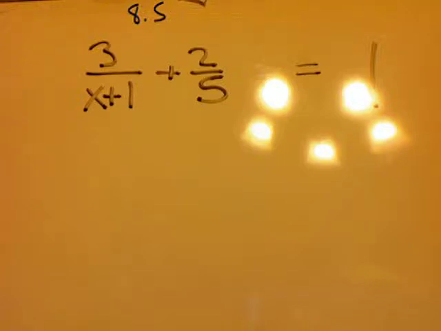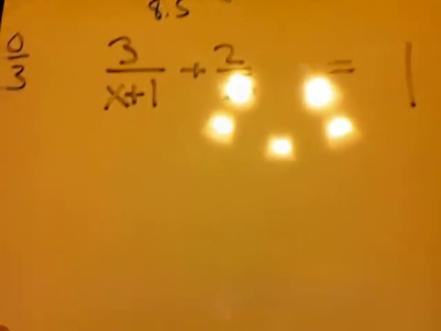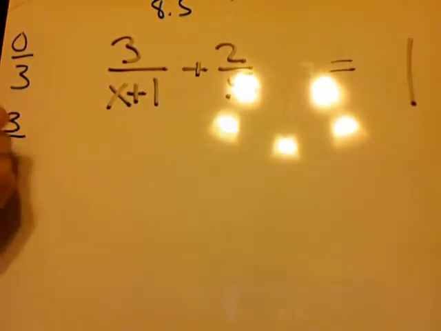Alright, well let's do a problem that looks like this. This is a problem out of chapter 8.5. One thing that we need to remember is that you can always have 0 of something, but we can never have something of nothing. We cannot have this. In other words, we can never divide by a 0.